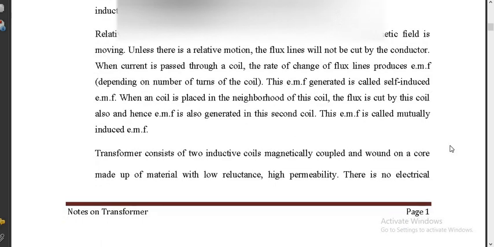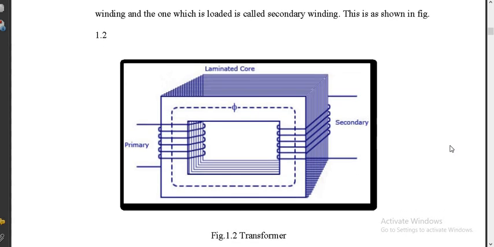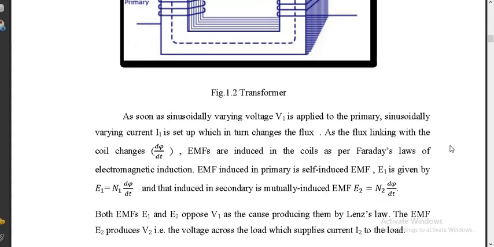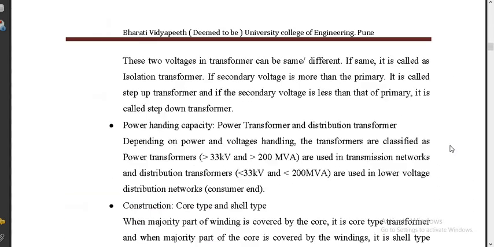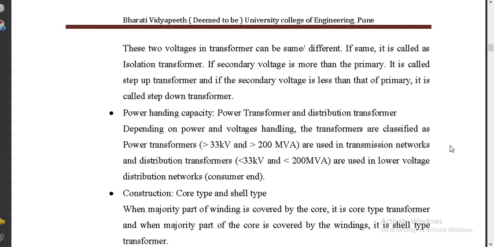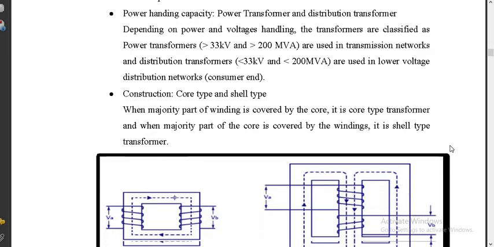Then we talked about basic construction of a transformer, in which we talked about primary, secondary, and core. Then it was classification of a transformer. In classification of transformer, we talked about classification on the basis of voltage, on the basis of power handling capacity, and on the basis of construction.